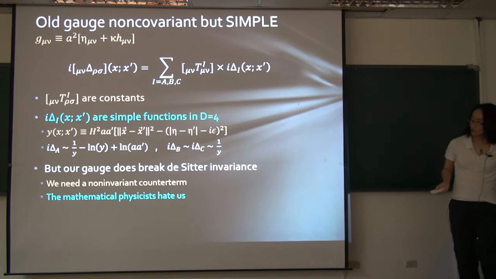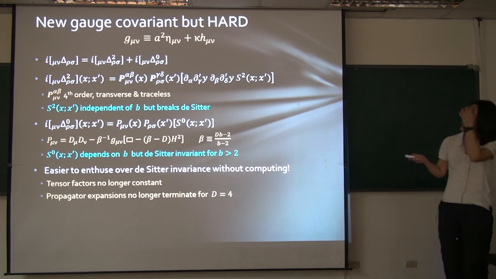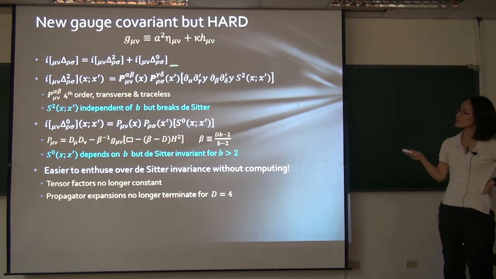And right now, the thing you have to pay for using this Graviton propagator is that you need non-invariant counterterms. And a lot of mathematically oriented physicists hate this because they want to maintain the beauty of de Sitter invariance. And this is the new covariant gauge.